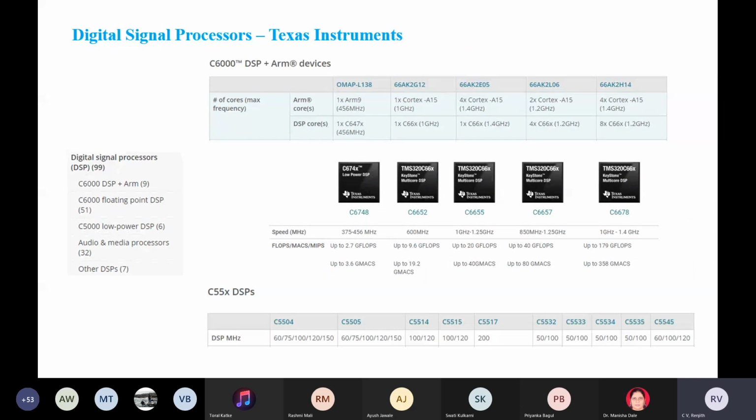For DSP, you have two major vendors, Texas Instruments and Analog Devices. Texas Instruments has the C6000 series DSP and the C55 series DSP. In the 6000 series you have two varieties: pure DSP, single to multi-core, or single to multi-core DSP plus ARM. These are used for communication and image processing applications. The low-end C55 series is used for control and audio kind of applications.